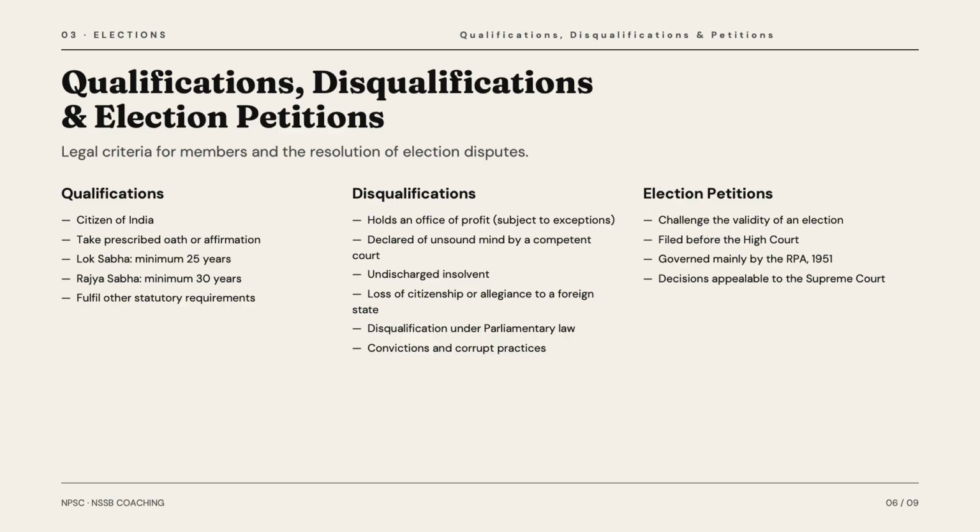And election petitions challenge the validity of an election. Even every one of us can do it. You can challenge the validity of an election if you feel like an election was rigged, right? You can submit a petition before the High Court, and there are certain rules and regulations in the RPA Act 1951 that talk about bribery, and this and that. What are the rules and regulations? We will study them in detail tomorrow.